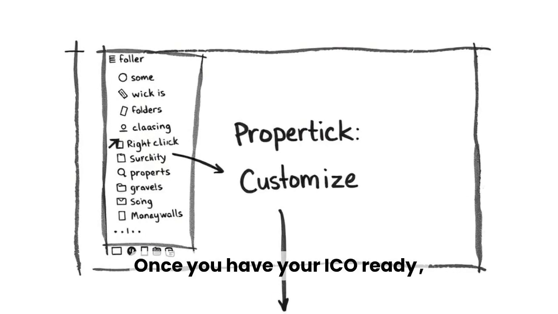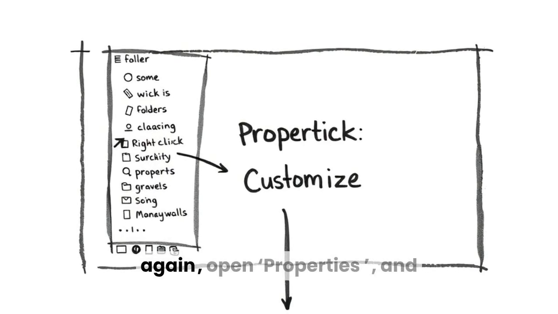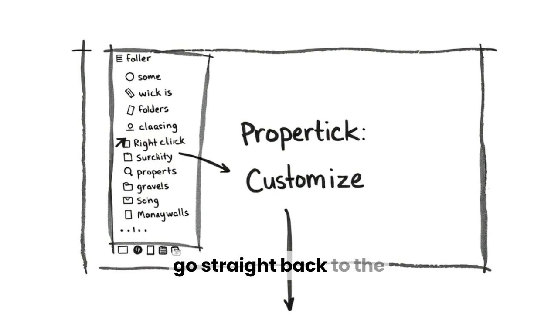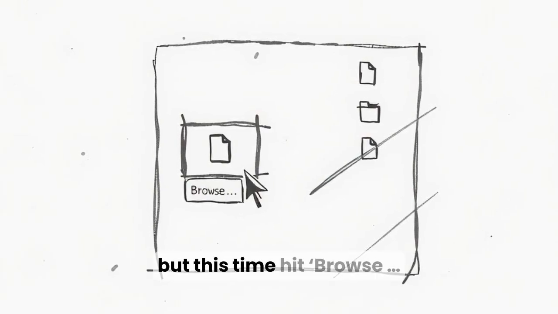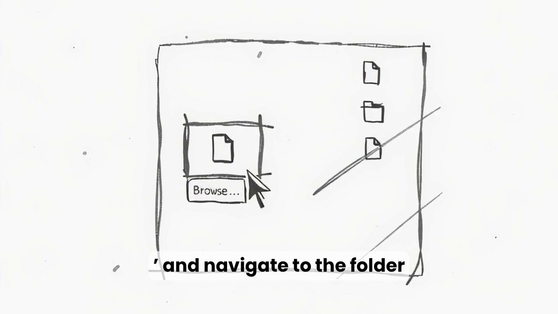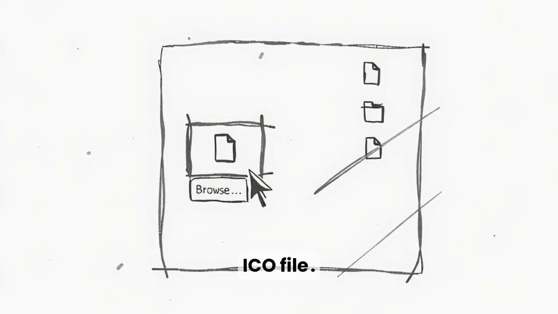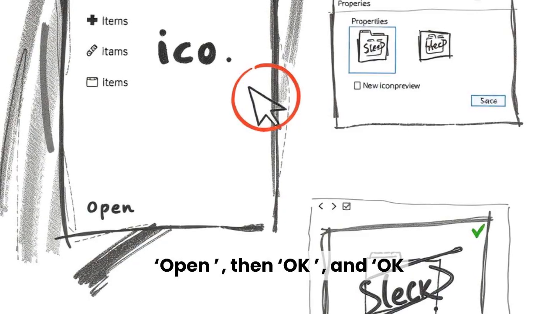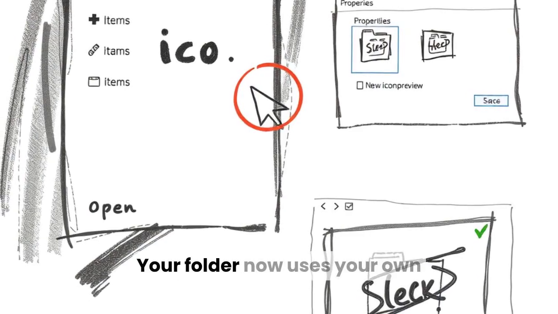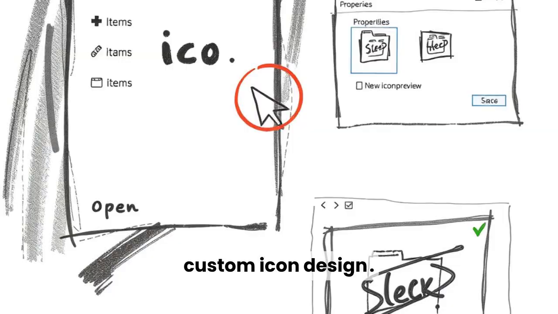Once you have your ICO ready, right-click your target folder again, open Properties, and go straight back to the Customize tab. Click Change Icon again, but this time hit Browse, and navigate to the folder where you saved your custom ICO file. Select your ICO file, click Open, then OK, and OK once more. Your folder now uses your own custom icon design.